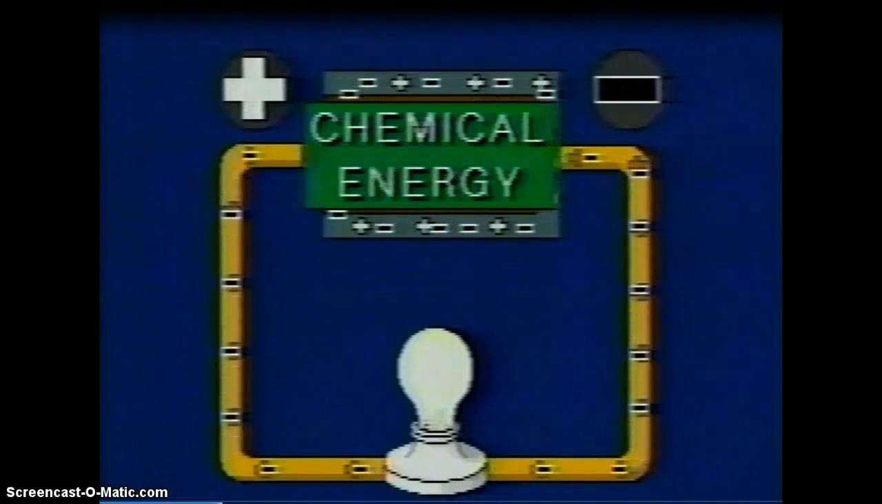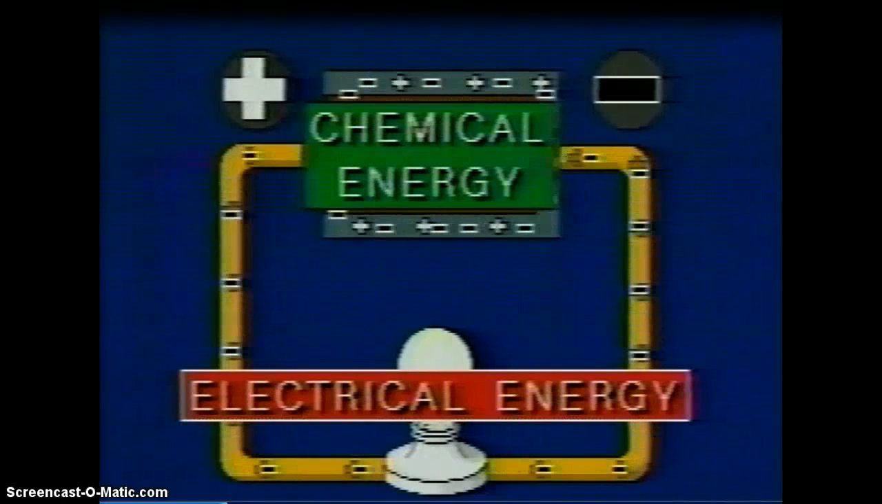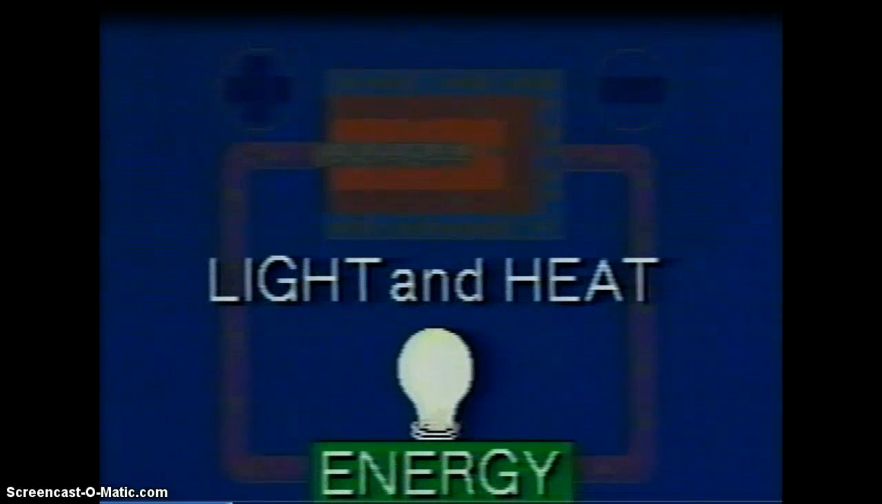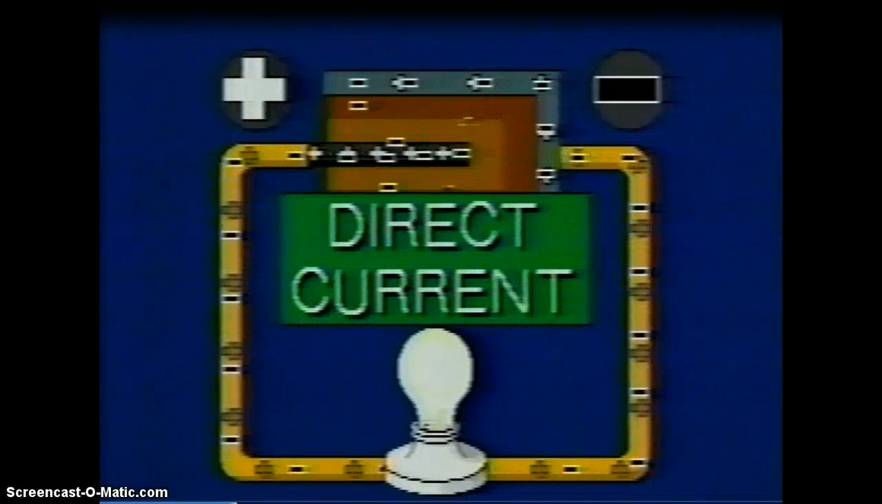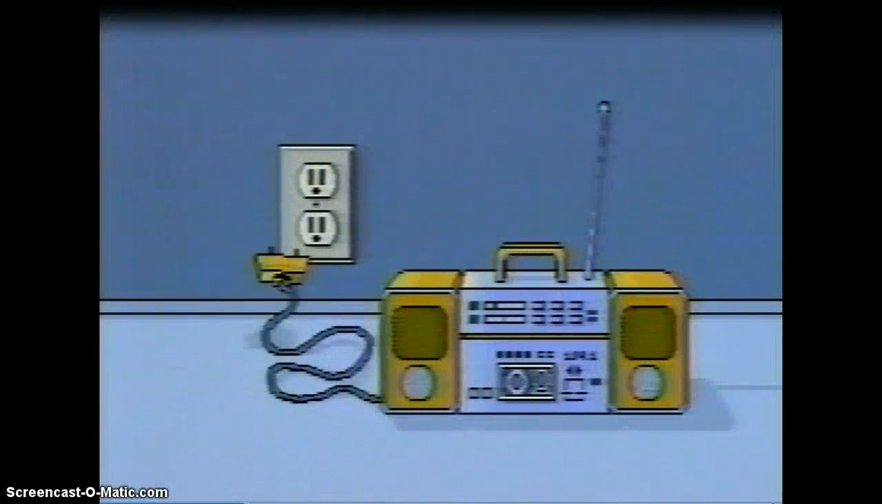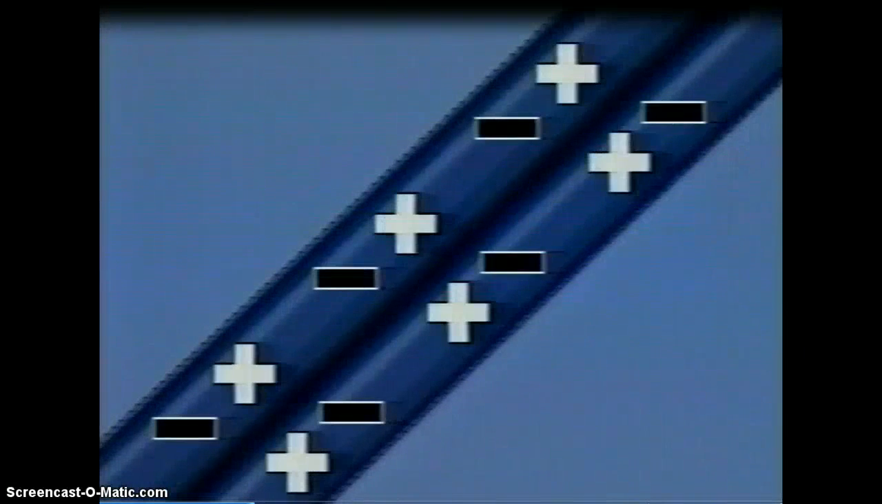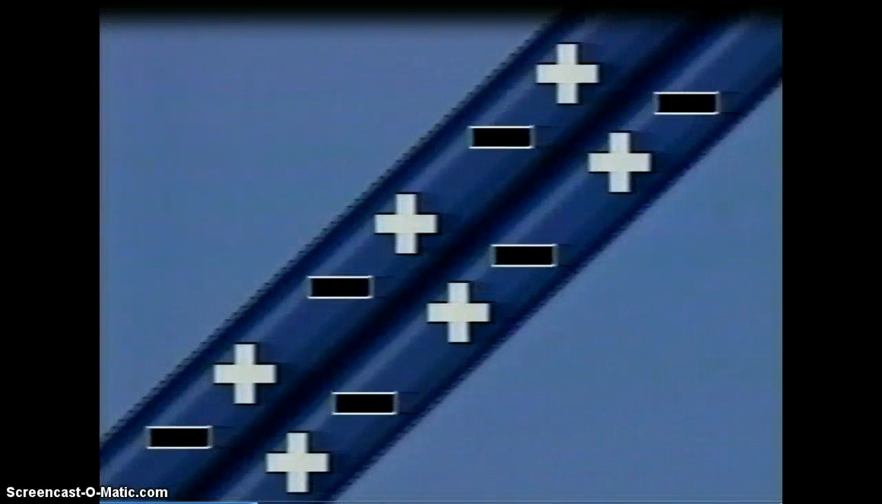As the charge flows from the cell, the chemical energy inside the cell is transformed into electrical energy. The light bulb in turn transforms electrical energy into light and heat. This circuit is said to illustrate direct current because the electrons continually flow in the same direction. The electricity supplied to your home is not direct current. If we could observe the electrons in the wire, we would see them vibrating.